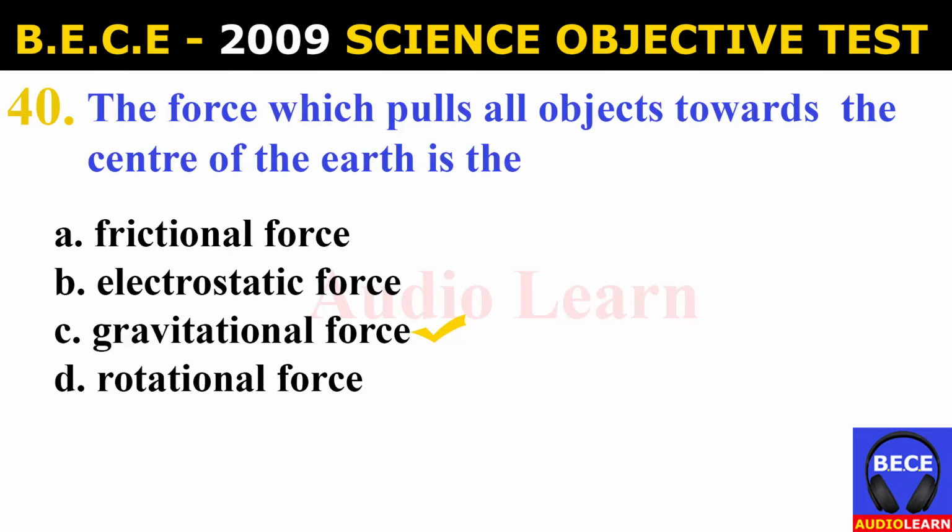Number 40. The force which pulls all objects towards the center of the earth is the A. Frictional force, B. Electrostatic force, C. Gravitational force, D. Rotational force. And the answer is C. Gravitational force. The force which pulls all objects towards the center of the earth is the gravitational force.